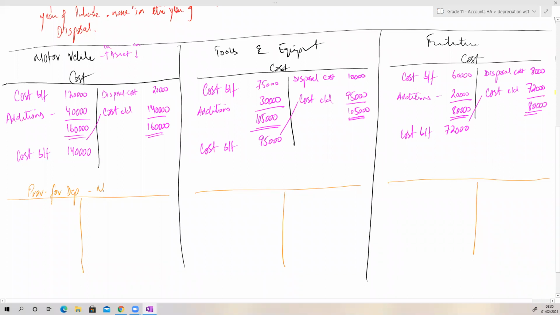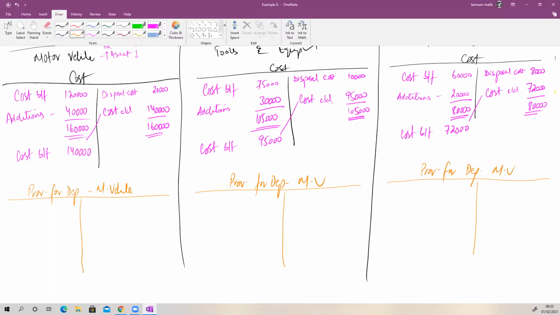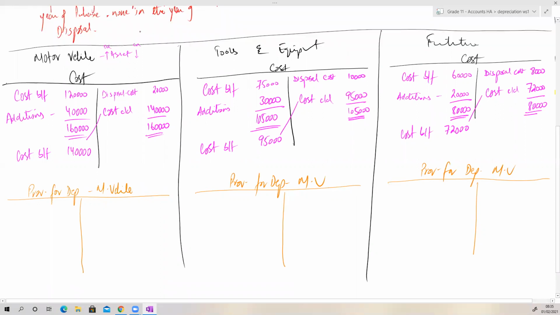Provision for depreciation of motor vehicle. ठीक है जी. अच्छा जी. Now the question is, cost का brought forward was on the debit side, right? So depreciation brought forward will be on the credit side. Why? Depreciation reduces the value of non-current assets.